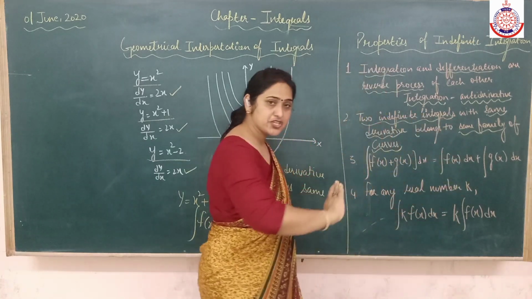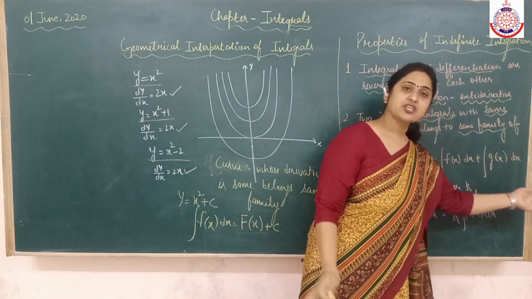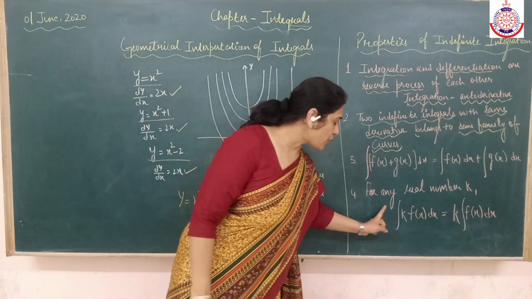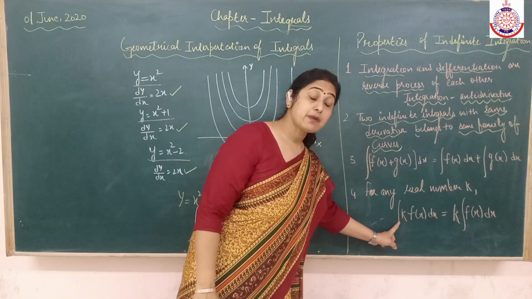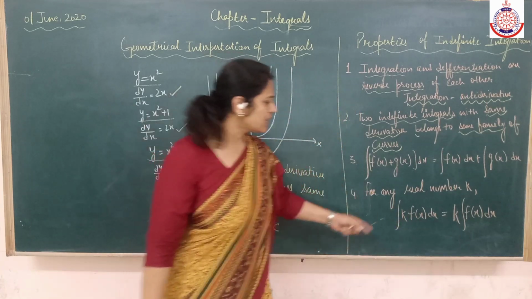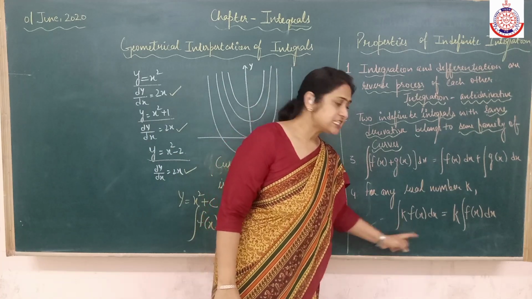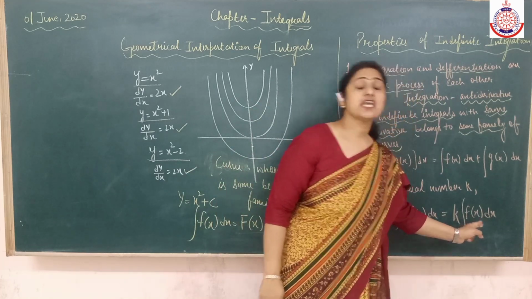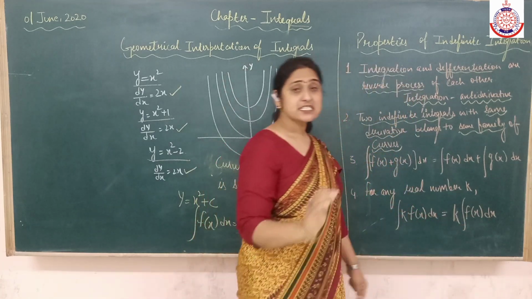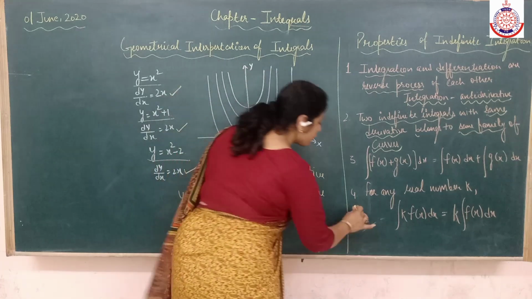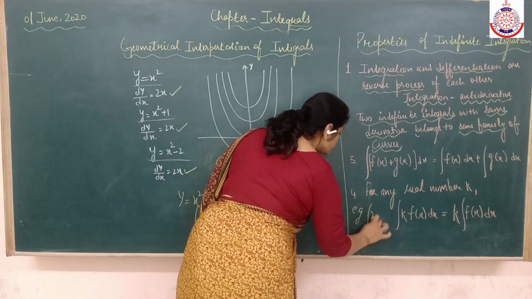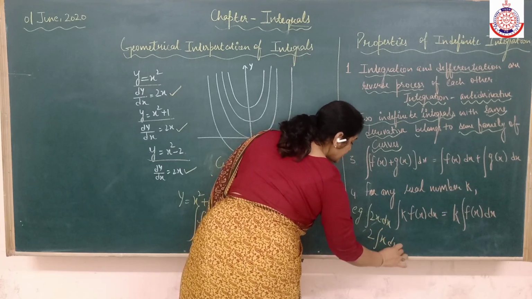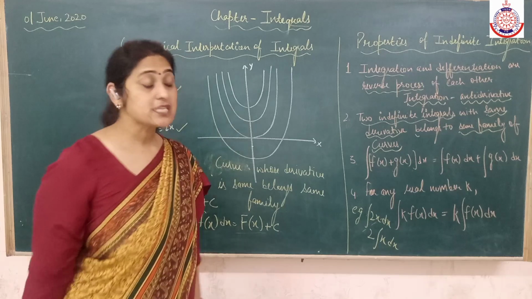We will integrate f(x) separately, plus integrate g(x) separately, and then we are going to add it up. Alright. And then similarly, fourth property, if f(x) is multiplied by a real number k, you don't have to integrate this k, this k comes out of the symbol of integral, we just have to integrate f of x. Is it clear? For example, if I have 2x, I bring this 2 out, I just have to integrate x.